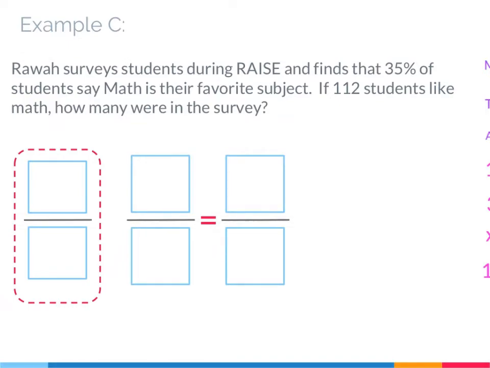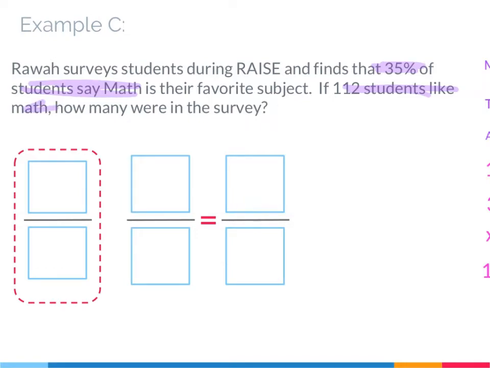So looking at the problem, it says Rawa surveys students during RAISE and finds that 35%, so 35% is an important number there, of students say they like math. So 35% of students say they like math. If 112 students like math, so again, that's important information, 112 students like math, how many were in this survey?